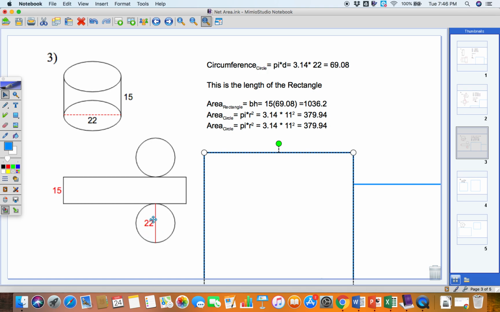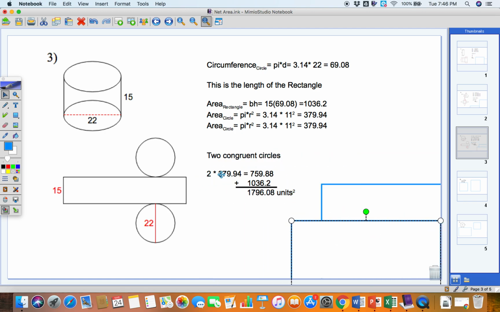Well, the radius here is half of our diameter, which is 11. So we're going to get 3.14 times 11 squared and get 379.94 for each area. Again, when we find the area, we're going to take the area of the circle, multiply it by 2, and get 759 and 88 hundredths, and then add the area of the rectangle, which is 1,036 and 2/10, for a total of 1,796 and 8 hundredths units squared.